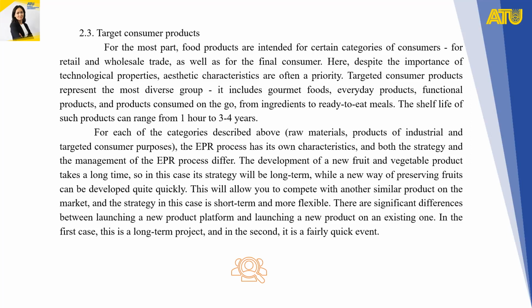For each of these categories described above, raw materials, products of industrial and target consumer purposes, the R&D process has its own characteristics, and both the strategy and the management of the R&D process differ. The development of a new fruit and vegetable product takes a long time, so in this case, its strategy will be long-term, while a new way of preserving fruits can be developed quite quickly. This will allow you to compete with another similar product on the market, and the strategy in this case is short-term and more flexible. There are significant differences between launching a new product platform and launching a new product on an existing one. In the first case, this is a long-term project, and in the second, it is a fairly quick event.